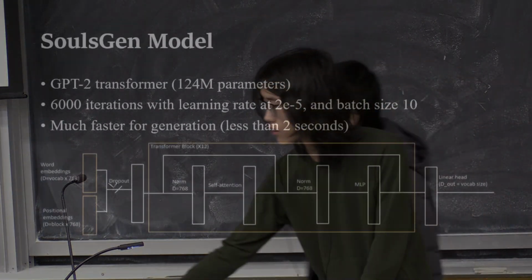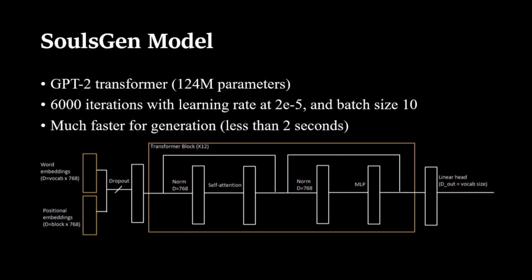For our generator, it's a standard GPT-2 transformer with about 100 million parameters, with a positional embedding design and 12 transformer blocks in total. We train this model on our data set, about 80% for training and the rest for validation. We also test our model on another separate data set.